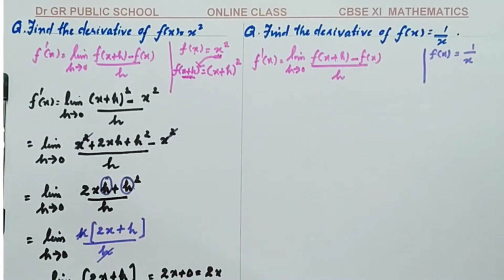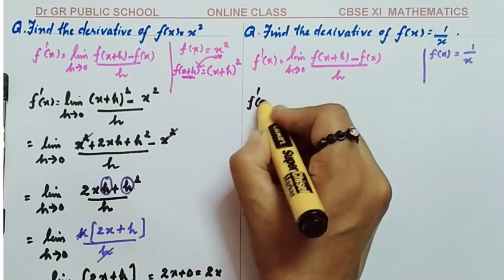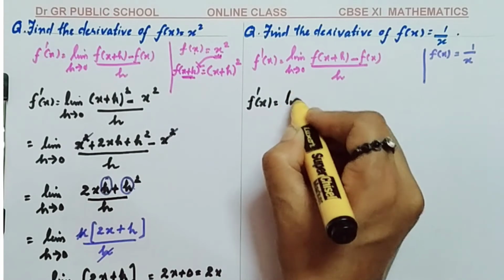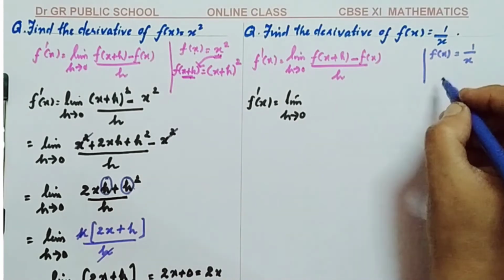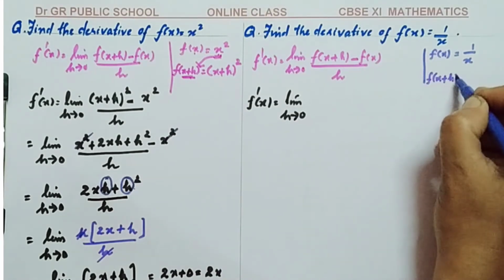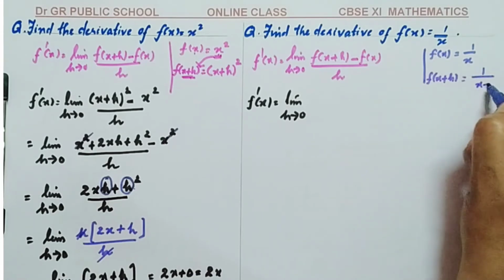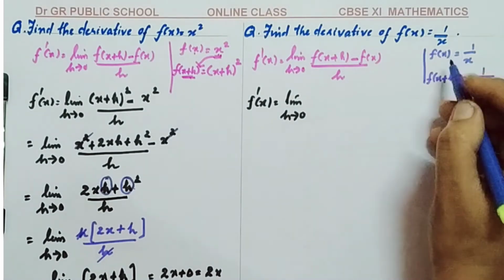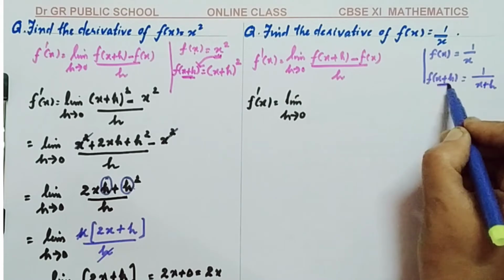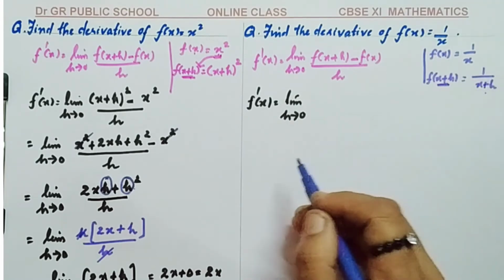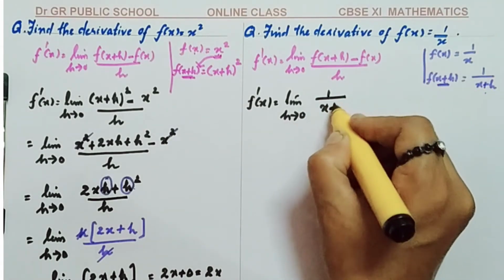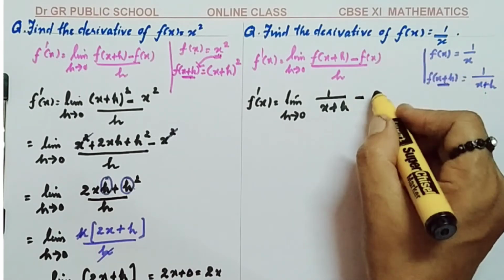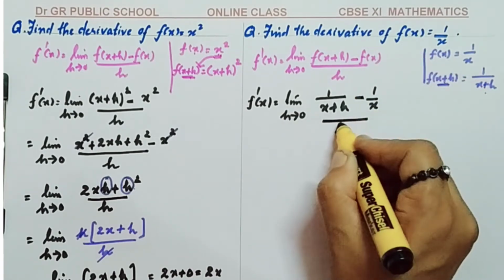Now we can apply the definition: f dash x equals limit h tends to 0, f of x plus h. f(x) equal to 1 by x. So f of x plus h means that on the right side you replace the x with x plus h. So 1 by x plus h will come. So limit h tends to 0, f of x plus h can be replaced with 1 by x plus h, minus f(x), the original function 1 by x, the whole divided by h.